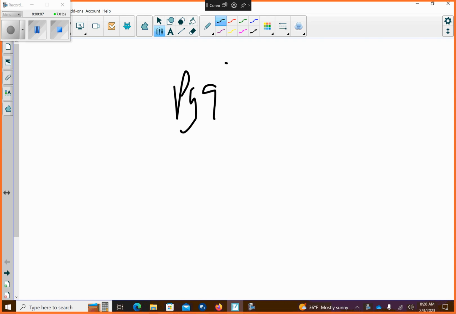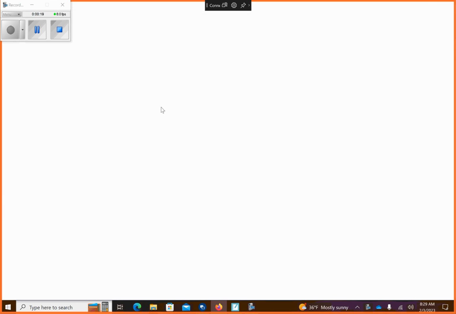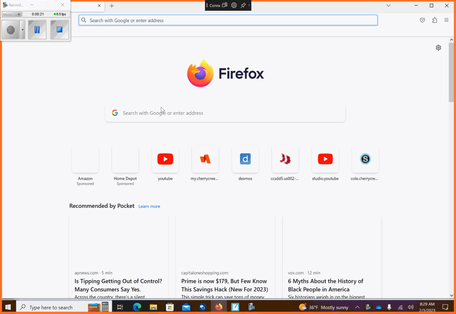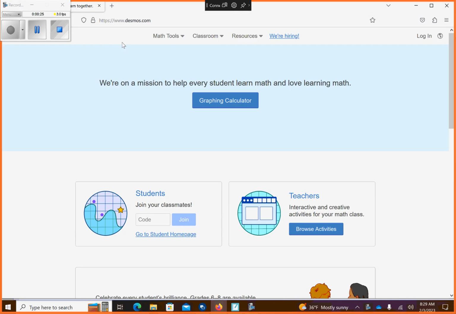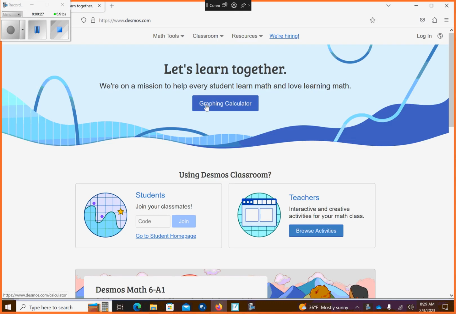So I'm going to be on page 9. Page 9 is where we're going to be. Cool. All right. I'm going to jump into Desmos and do an example. And it's either going to crash or burn, but hey, let's try it anyhow.